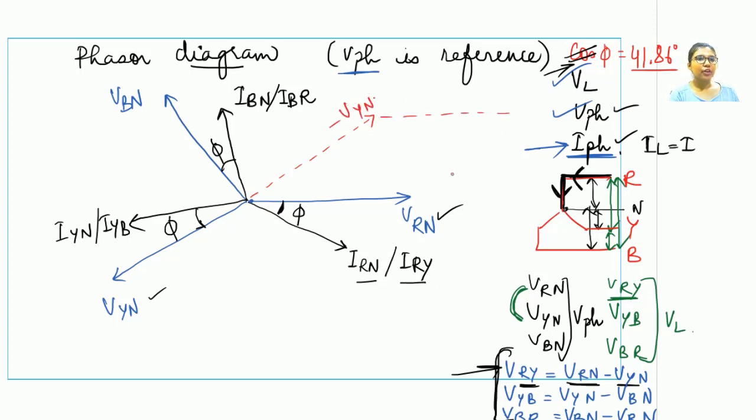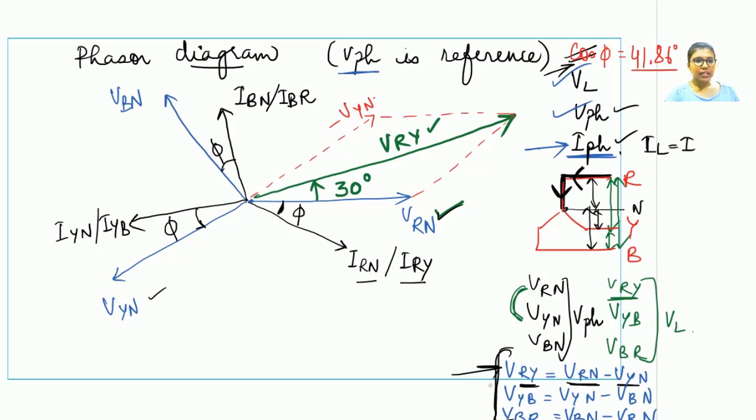Using the parallelogram method of vector addition, the line voltage VRY is obtained. And this angle is 30 degrees, and it is a positive 30 degrees. Why positive 30 degrees? If you start from the phase voltage and go towards the line voltage, we are going in the anti-clockwise direction, which implies that this line voltage is ahead of this phase voltage. So line voltage leads the phase voltage by 30 degrees.